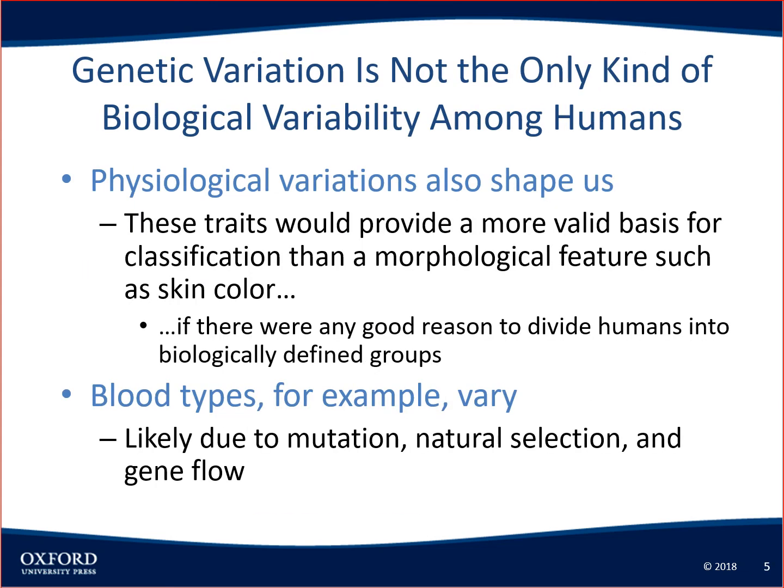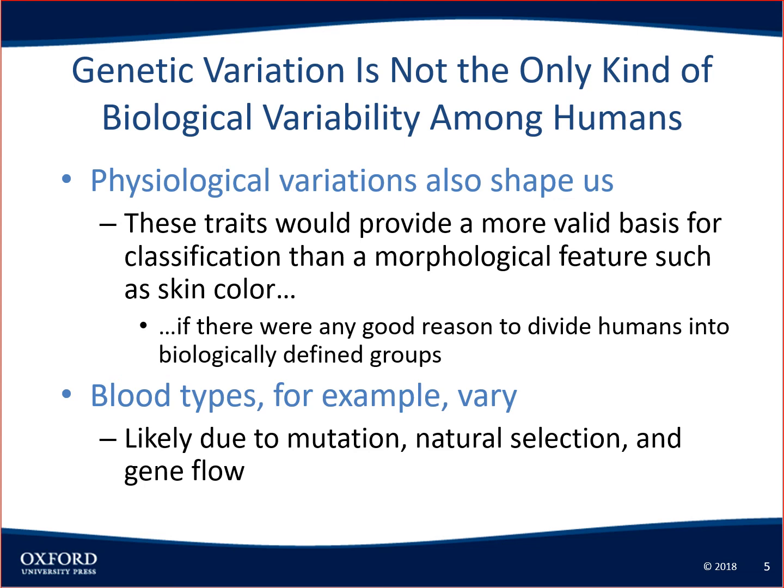So, physiological variations definitely also shape us. These traits provide a more valid basis for classifications than a morphological feature, such as skin color. There's no really good reason to divide humans biologically, especially in ways such as skin color.